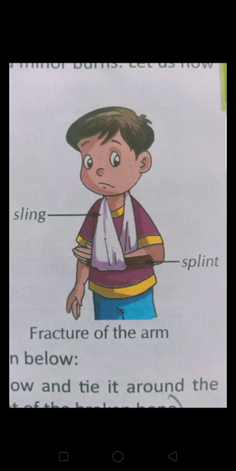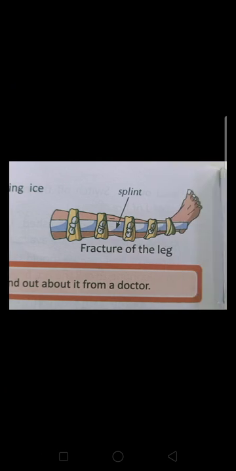But when the fracture is in the leg, what will you do? You can simply use a splint, like in the same way you have used any hard piece of wood or a cardboard, okay, or any wooden stick. You can tie it around the leg to give support to the fractured leg. Then you will not use a sling. Why? Because sling is used to hold your broken arm around the neck region, but you can't tie your leg around the neck region, right? So in this case you can only use a splint and you will not use a sling in case of a fractured leg.